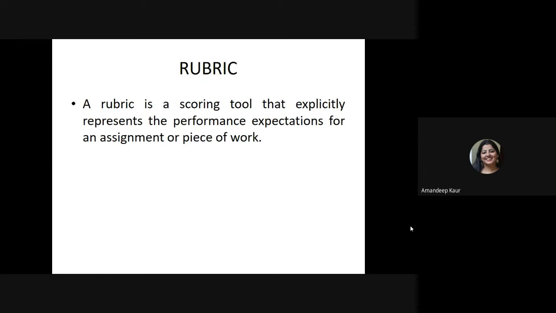So when it comes to the rubric, it is a scoring tool that explicitly represents the performance expectation for an assignment or for a piece of work. So it means whenever we are going to use this particular rubric sheet, we need to define that activity in a number of parameters. So like we do task analysis, in the same way for a given activity, we need to divide that activity into sub parts and need to decide how much weightage is given to those different sub parts.